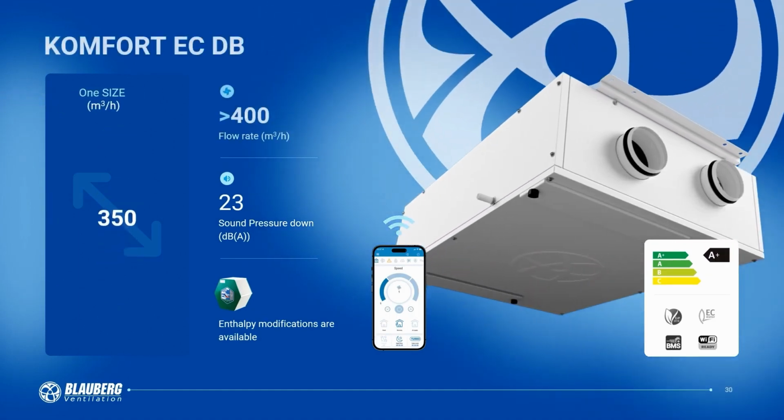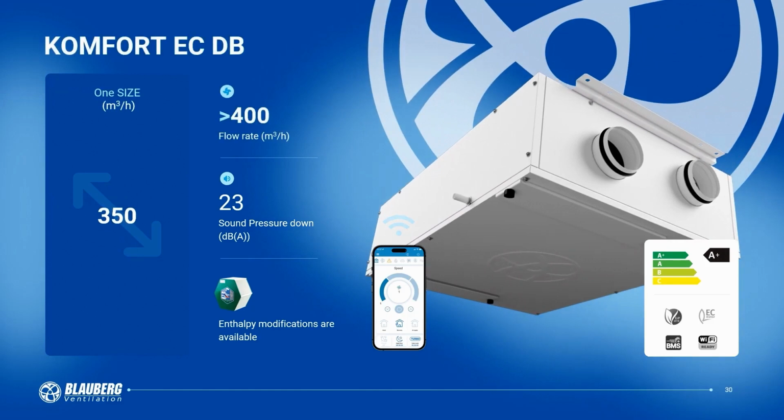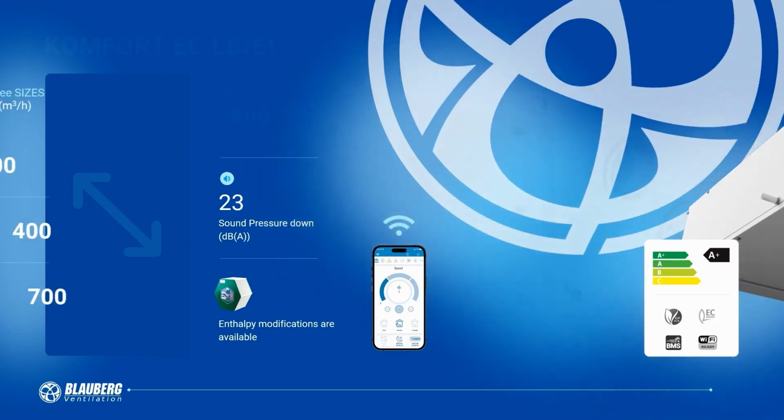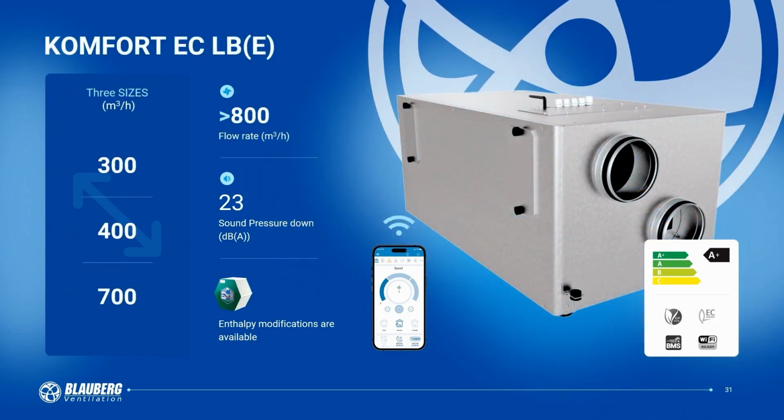Suspended units in metal casings with a maximum airflow rate of 400 cubic meters per hour. Horizontal units with a maximum airflow rate of 700 cubic meters per hour.